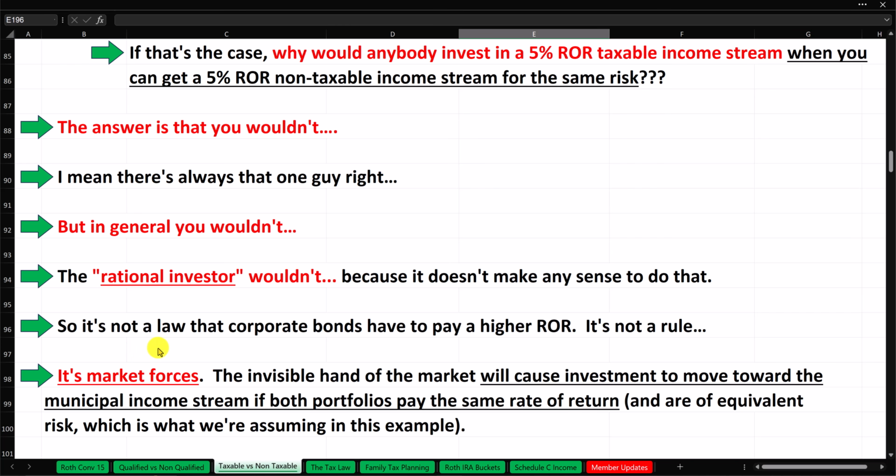So it's not a law that corporate bonds have to pay a higher rate of return. It's not a rule. It's market forces. The invisible hand of the market will cause investment to move toward the municipal income stream if both portfolios pay the same rate of return and are of equivalent risk, which is what we're assuming in this example. In other words, in order to compete for investment, a taxable income stream will have to pay a higher rate of return, assuming equivalent risk with a non-taxable income stream.